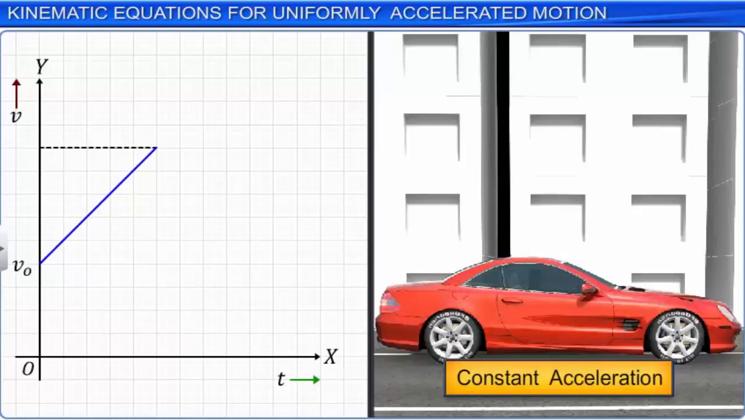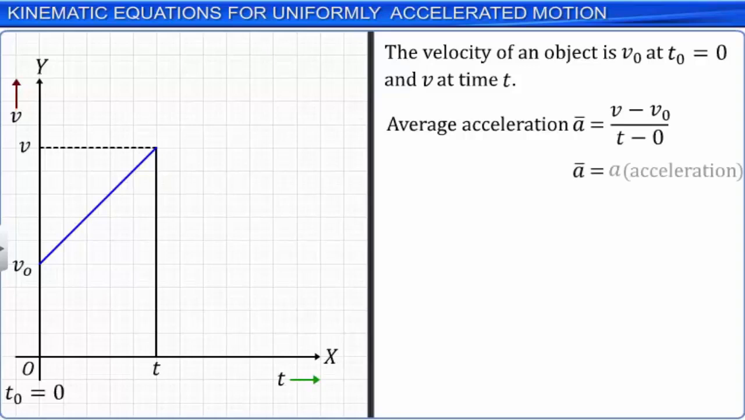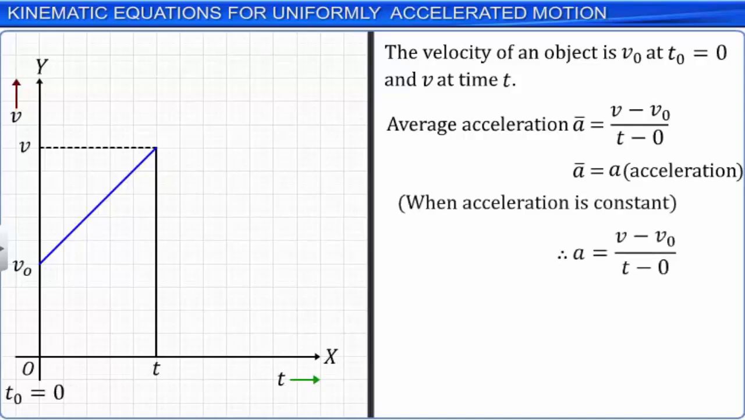The velocity of an object is v0 at t0 equal to 0 and v at time t. Average acceleration a dash is the ratio of the difference between v and v0 and the difference between t and 0. The value of a dash is equal to acceleration when acceleration is constant. By cross-multiplying and rearranging, we get the value of velocity as the sum of v0 and the product of a and t. This is equation 1 of motion.